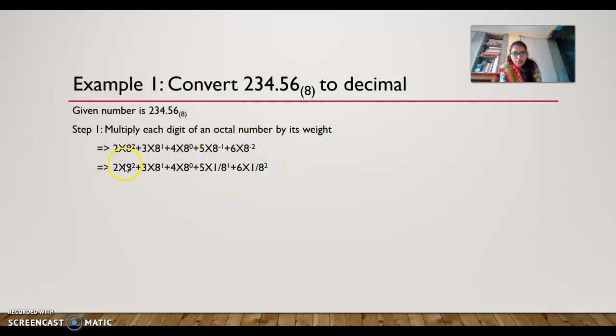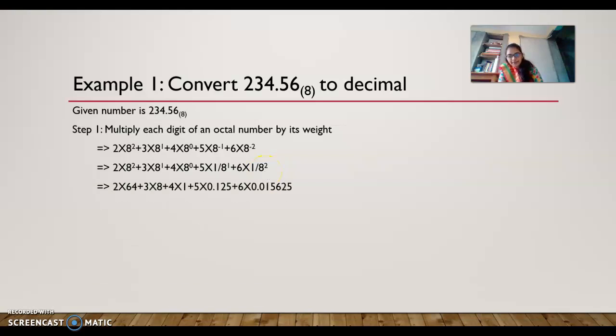Simplifying it, 2 into 8 to the power 2 plus 3 into 8 to the power 1 plus 4 into 8 to the power 0 plus 5 into 8 to the power minus 1, which can be written as 1 divided by 8 to the power 1, plus 6 into 8 to the power minus 2, which can be written as 1 divided by 8 to the power 2.